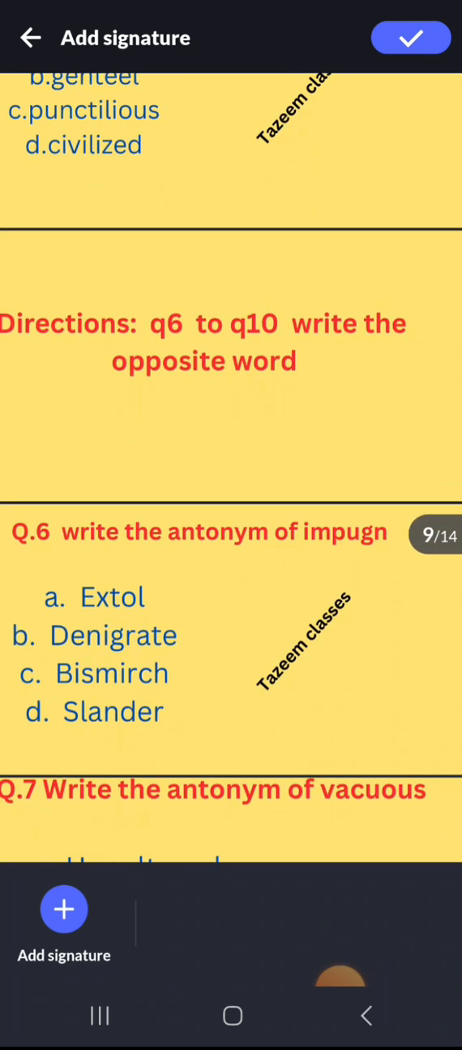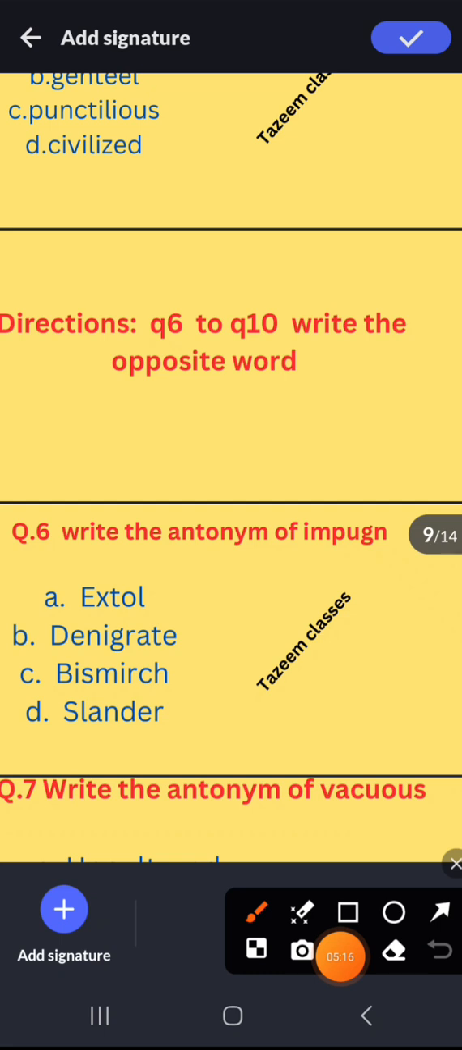So here are directions also. Question number 6 to question number 10, we ask about the opposite word. So here is the first question: write the antonym of impugn. What is the antonym of impugn? Here are your options: extol, denigrate, besmirch, slander. So the opposite meaning of impugn is extol.